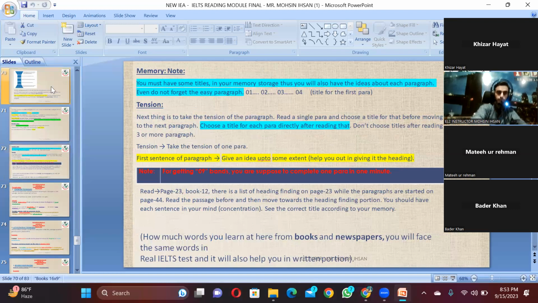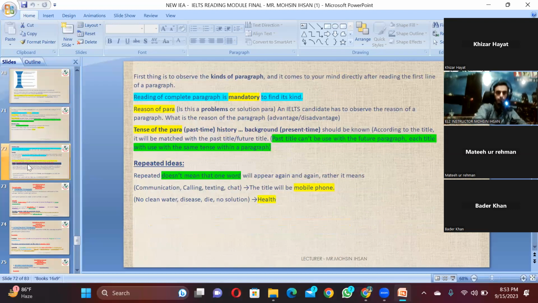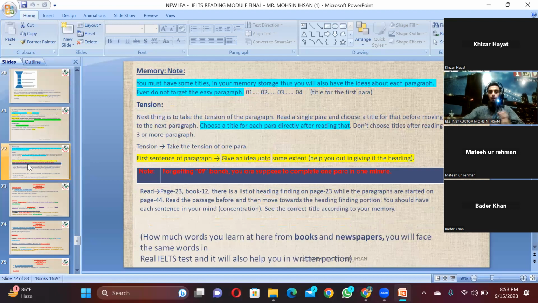Memory and tension. Memory means that when you pass through one paragraph, memorize it by giving it a title. Unless and until you give it a title, do not move to the second paragraph. First give it a title from your side: what message is conveyed to me by this paragraph? For the second paragraph, another title from your side. Do not go to the heading list or anything else, like any question kind. Give it a title on your own. Compare that title with the paragraph, with each single question, and you'll be able to locate answers quickly.